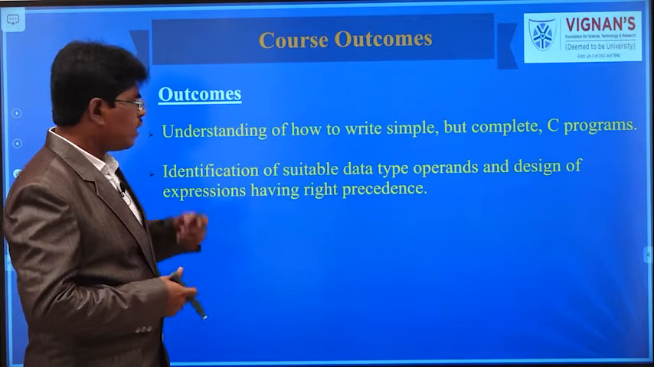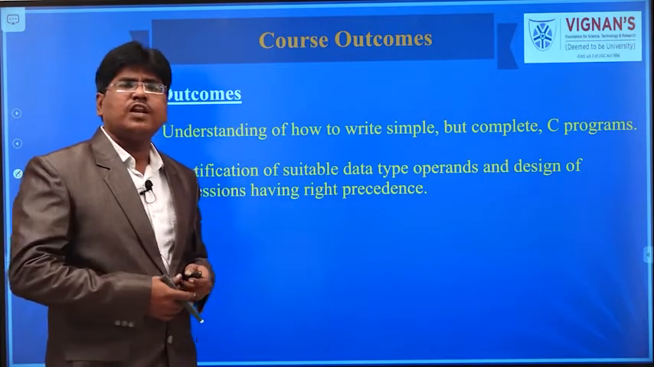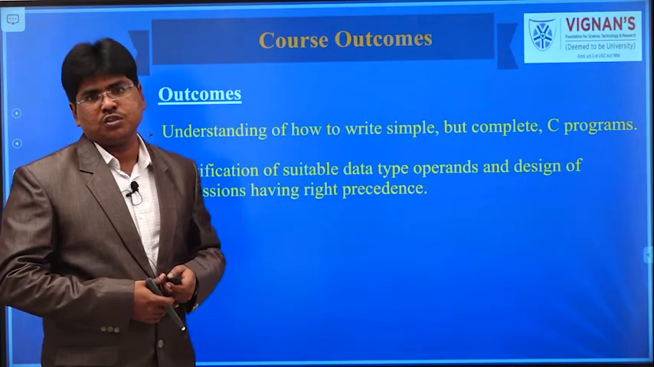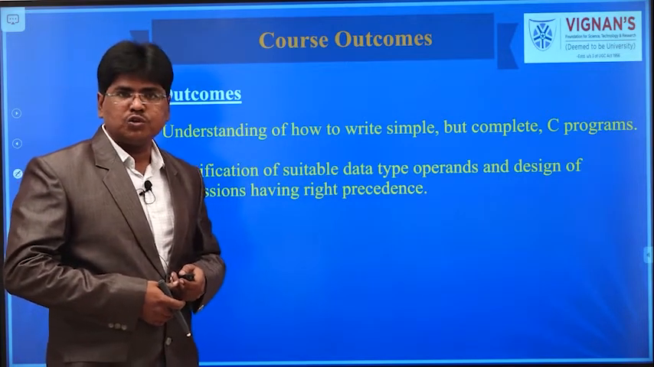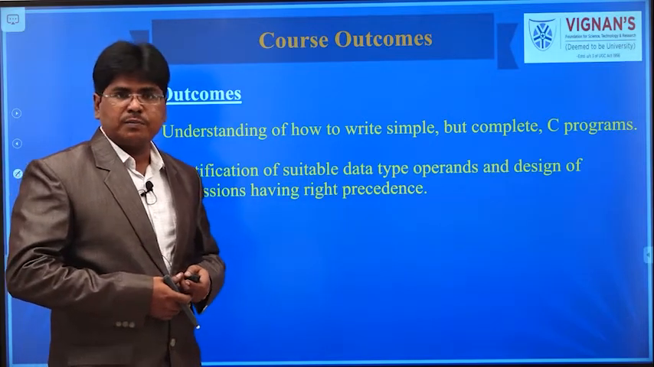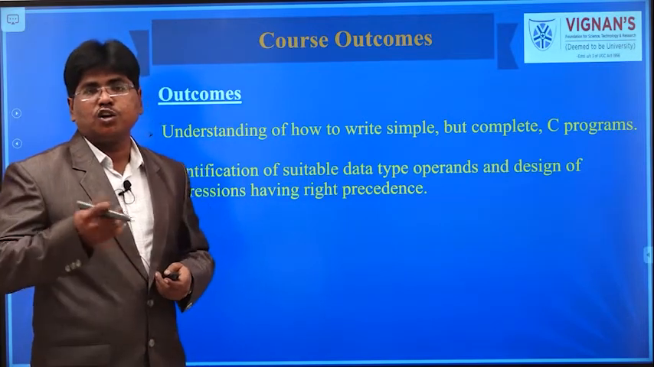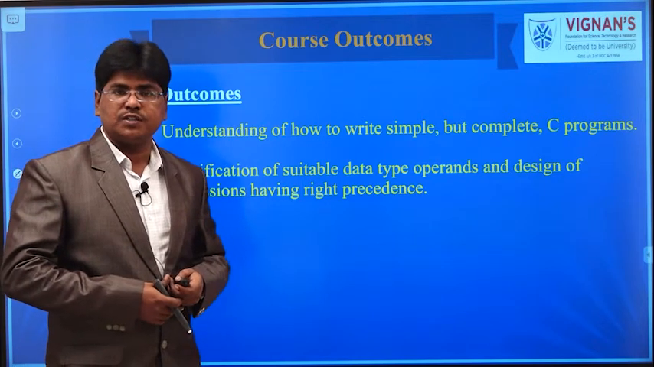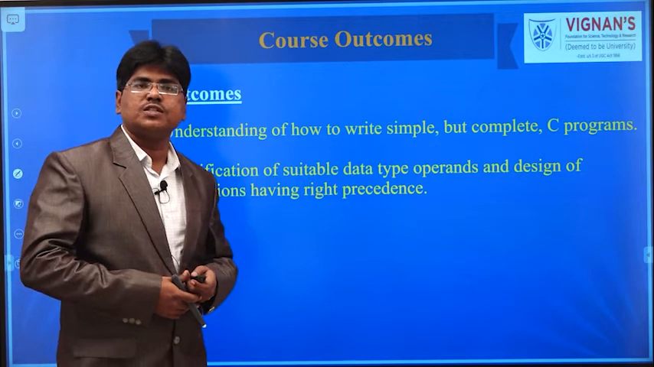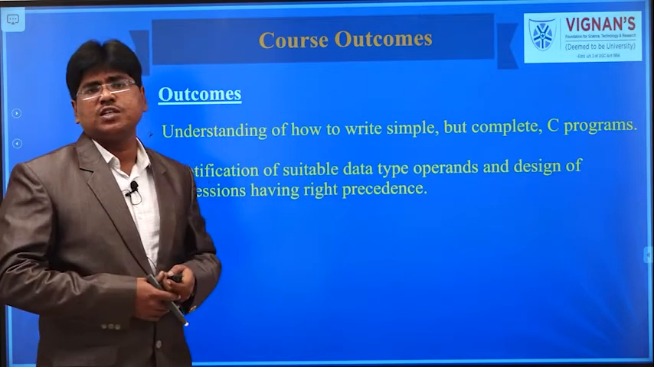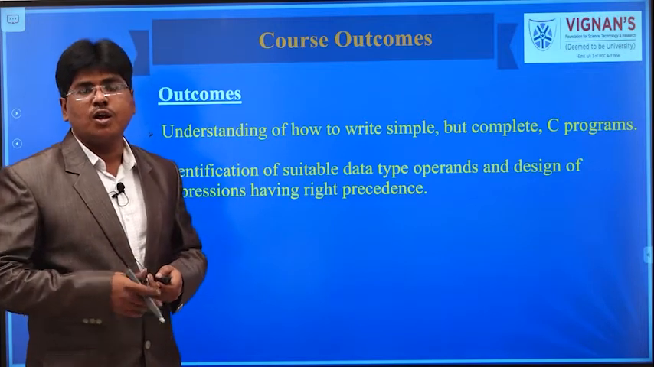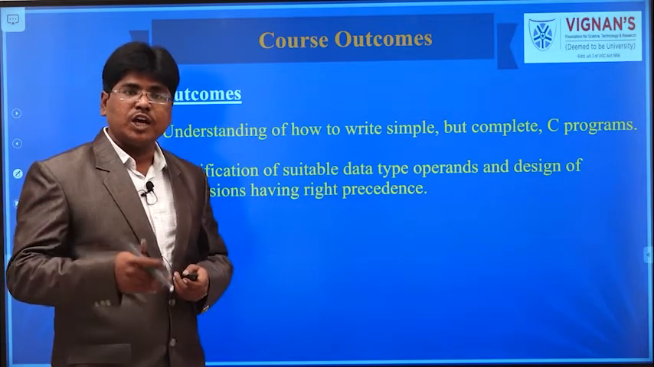So coming to the second one, in the process of learning, he will identify what data types we have to use, and which operators will be used for the data types. He will clearly identify them in order to perform some mathematical operations. And also, in the evaluation of expressions, he will design the expressions, and he will evaluate the expressions by following a set of rules called operator precedence rules and associativity rules.